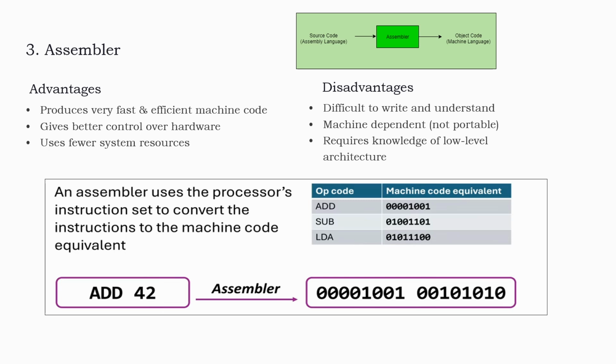Now we will see the disadvantages of the assembler. It is difficult to write and understand, as assembly language is complex and requires deep technical knowledge. Machine dependent: assembly level languages are written for specific processors and they cannot run on other machines, so they are not portable. And hard to maintain: large assembly level language programs are difficult to understand and modify. It requires knowledge of low level architecture.